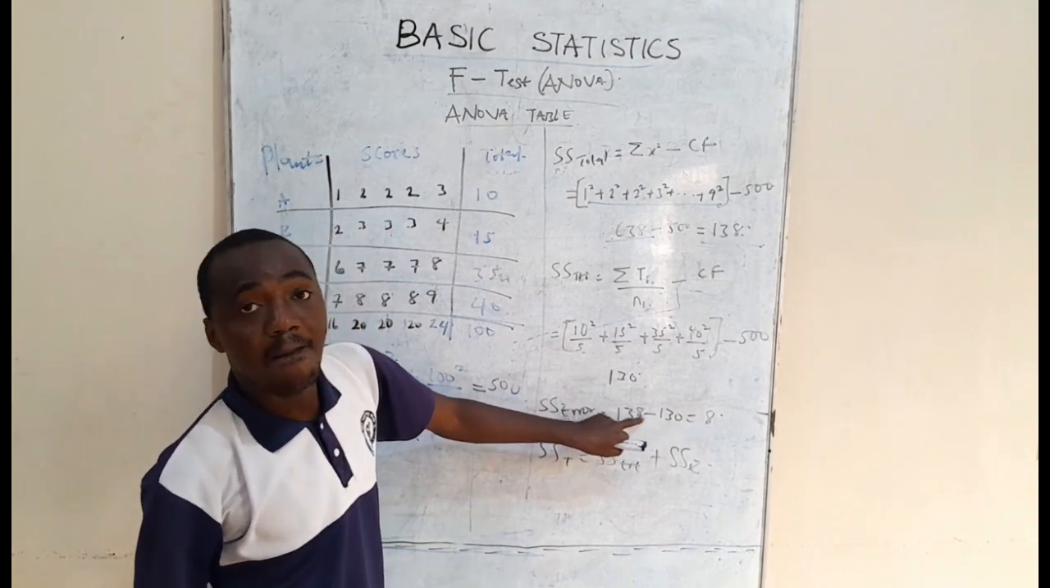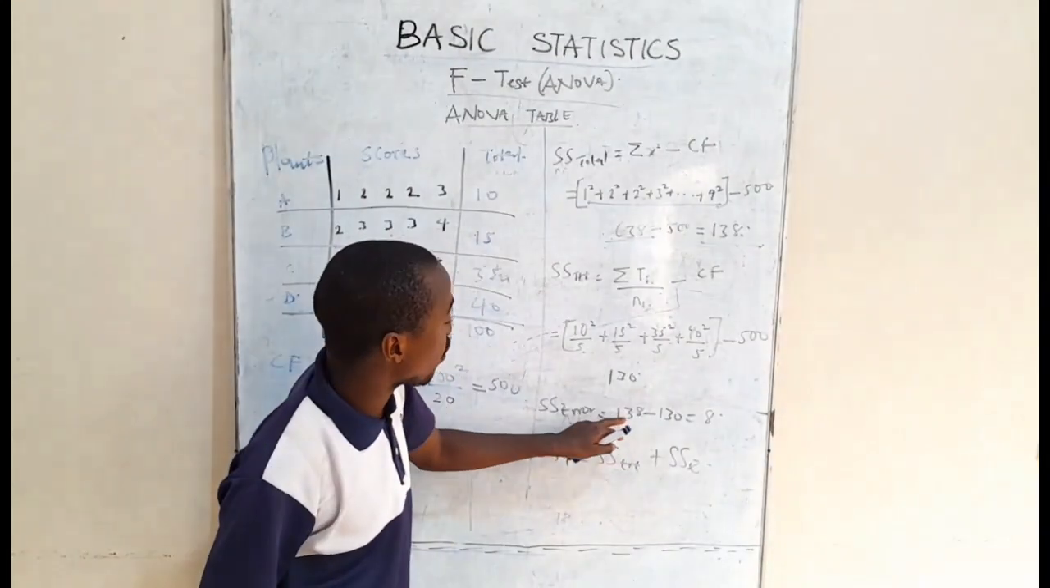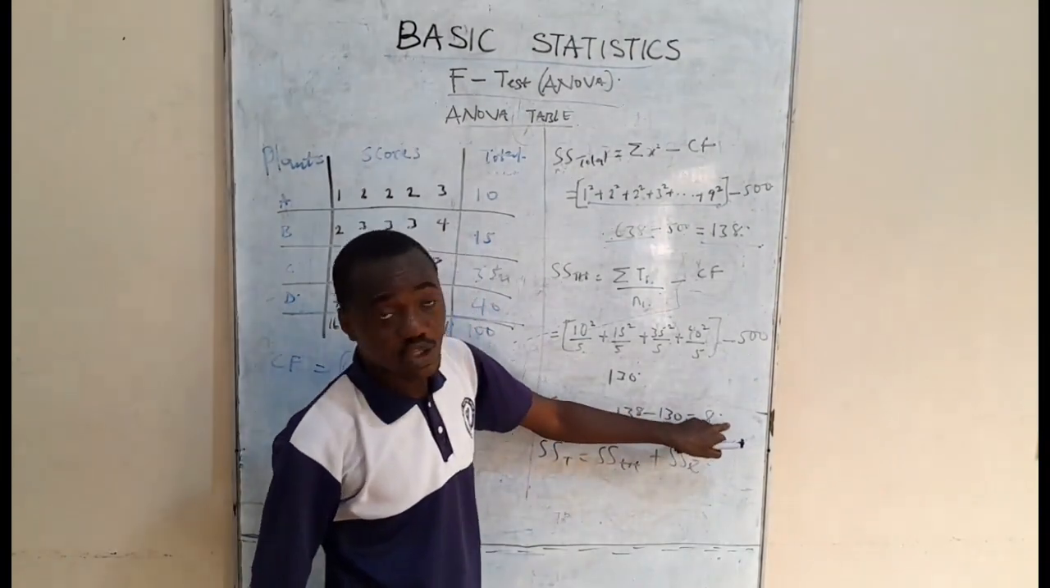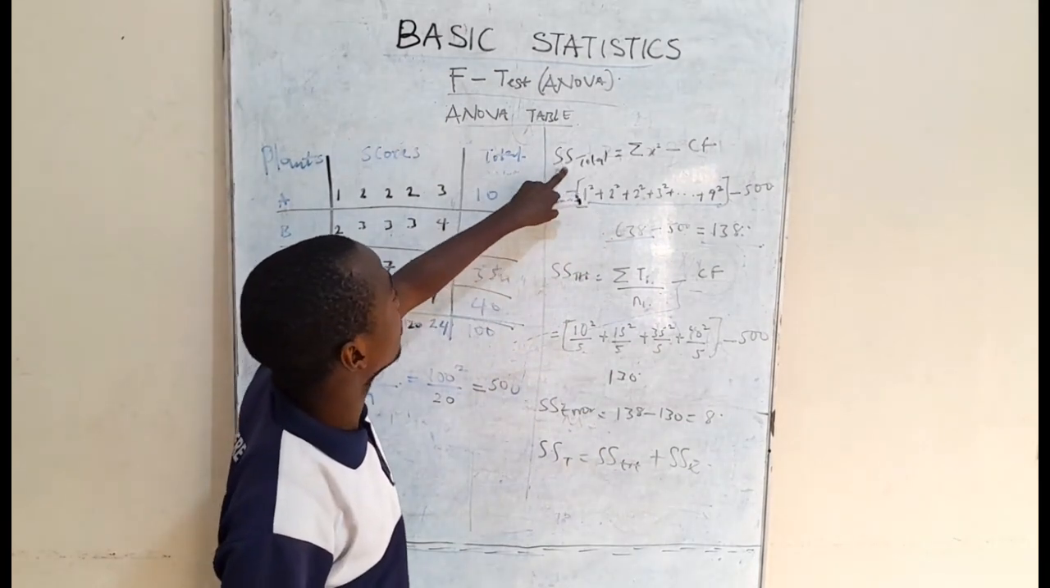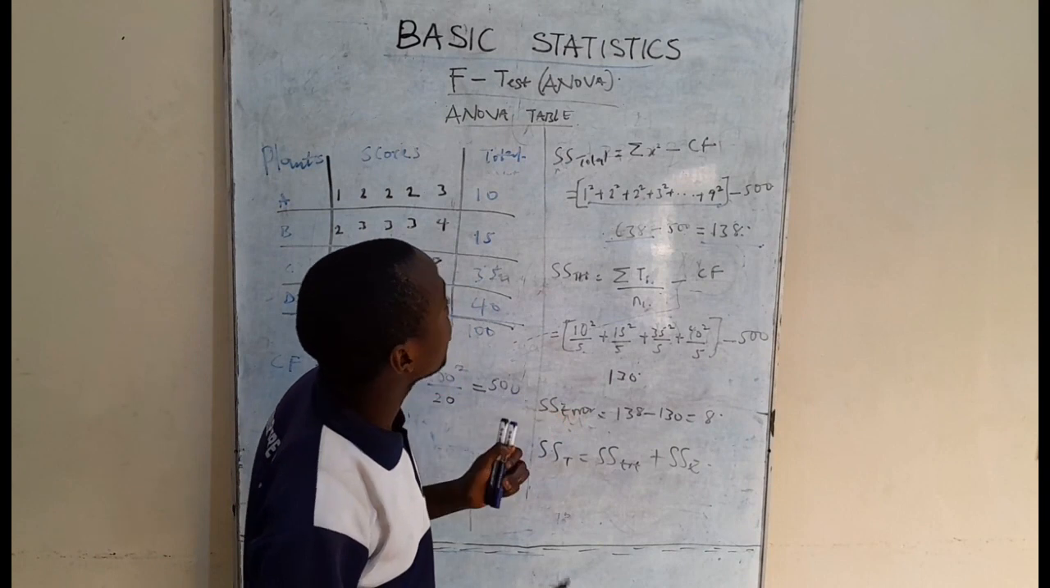So now, with SS error as the subject of the formula, sum of square total minus sum of square treatment is going to give us what? Sum of square error, which is 138 minus 130, which is 8. So now we have sum of square for total, sum of square for treatment, and sum of square for error. Now, we move to the degree of freedom.